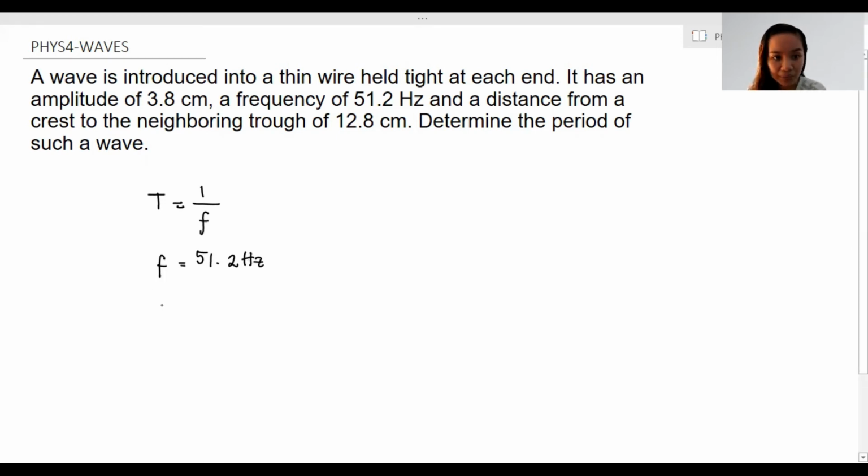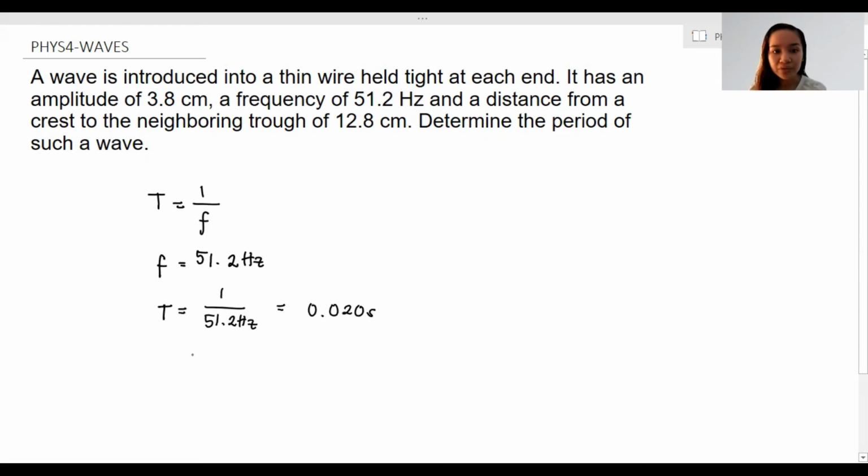So to solve for the period, we'll divide 1 by 51.2 hertz. So this will give us 0.0202. That is in seconds. So the unit for the period in this case is seconds. Now take note that hertz is equivalent to seconds raised to -1. So our period will have the unit of seconds.